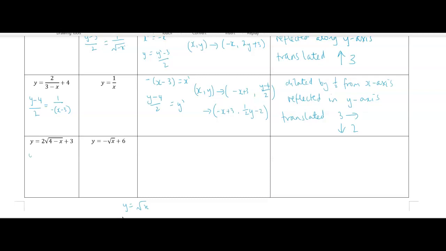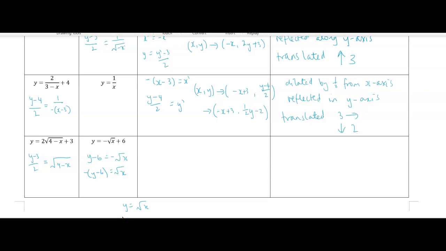So for the first one, I'm going to bring that 3 over, it's minus 3, and then divide through by that 2. And then under the square root sign, I'm just left with 4 minus x. And you can just leave 4 minus x, that's fine. Now with my second equation, I'm going to bring that 6 over. So minus 6 equals negative root x. And I'm going to bring that negative over. I can just leave it like that for now. So negative y minus 6 equals the square root of x.